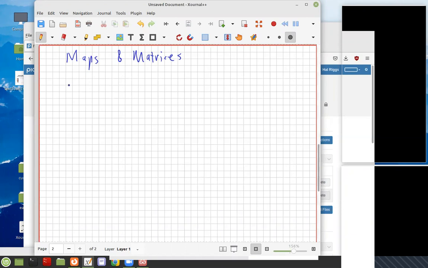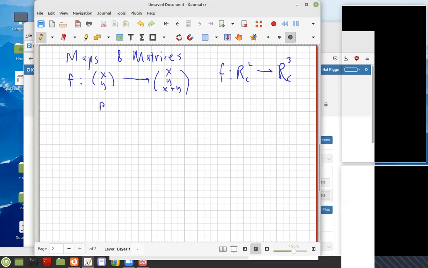If I'm given a map, say x, y to x, y, x plus y, that's f going from R^2 to R^3, from 2-vectors to 3-vectors. And then I could choose a basis. Each one of these is a vector space, and I can choose either a custom basis or the standard basis. So this is going to be the standard basis with 2 vectors. This will be the standard basis with 3 vectors.